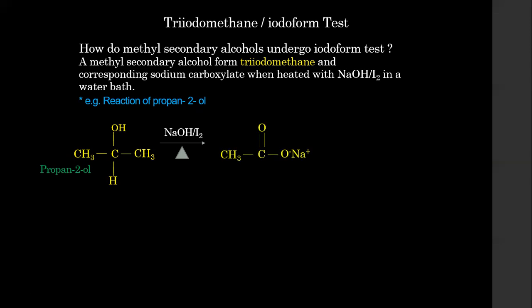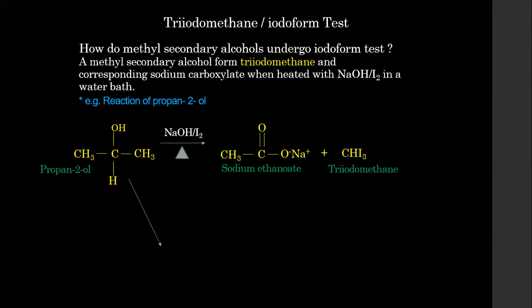Now see the carbon number in the sodium salt. Propan-2-ol has 3 carbon atoms. This product, the sodium salt, sodium ethanoate, has only 2 carbon atoms. The CH3 part attached to the alpha carbon has gone out, and it is going to produce CH3I, in other words, triiodomethane.